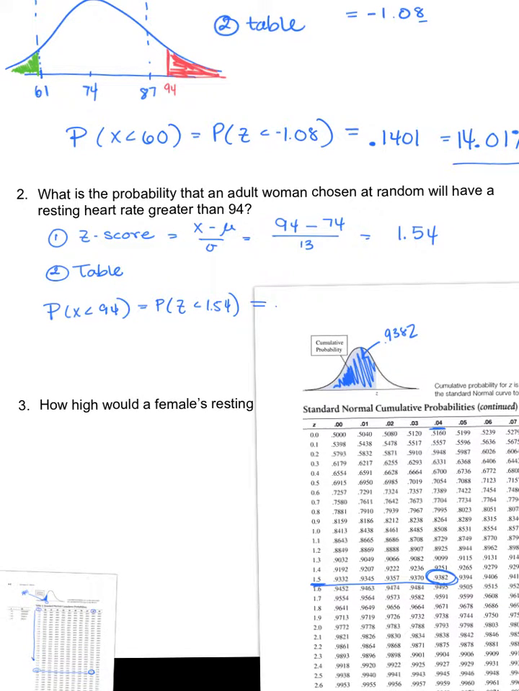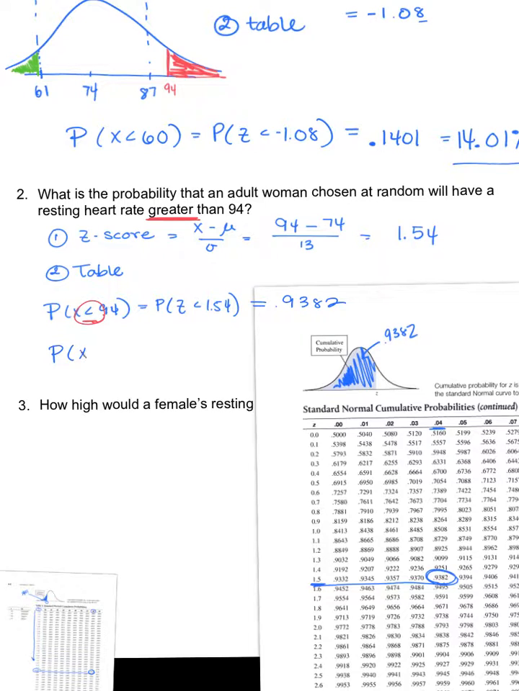Is equal to 0.9382. So we're not quite done because we have to be careful. In our problem, we were asked about being greater than 94, and over here we have a less than sign. So we want to remember that underneath this curve, the whole area is 1, and so this is really a complement that we're working on, and we can solve this.